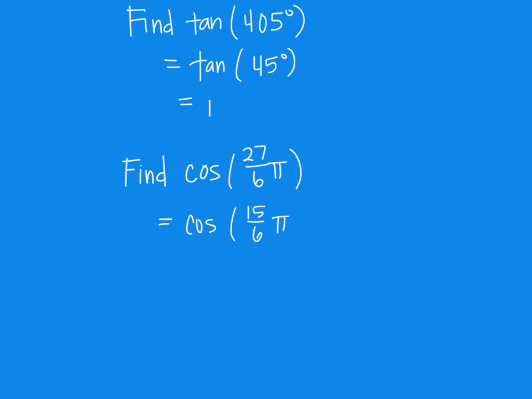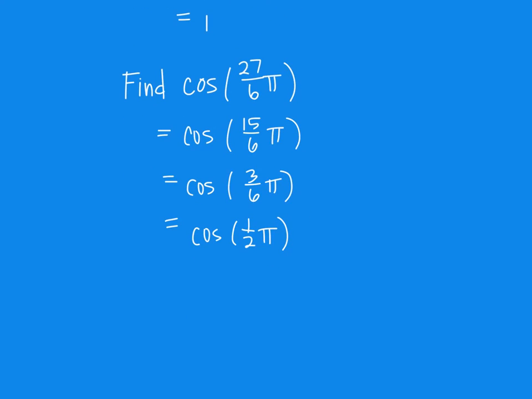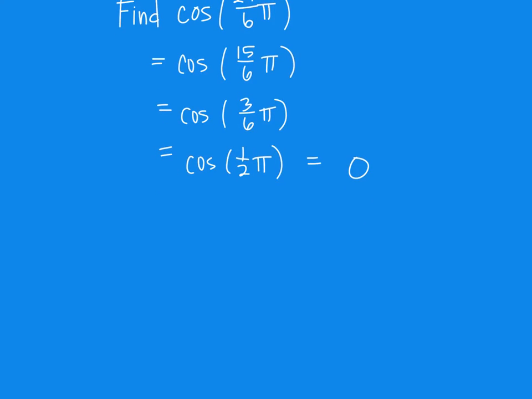15/6. Still too big. Take 12/6 away again. What does that leave me with? 3/6. What's 3/6 actually reducible to? Okay, so this is the cosine of 1/2 pi. And the cosine of 1/2 pi is the x-coordinate at that position, which you should now be working on memorizing, which is 0. So doing coterminal means you're just working your way either probably through smaller or sometimes bigger. You can do it adding as well.